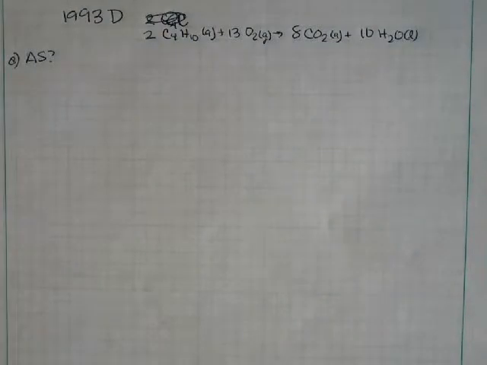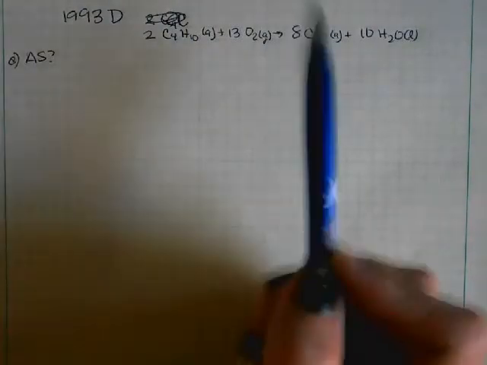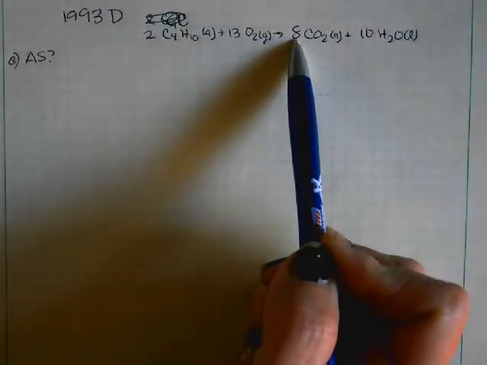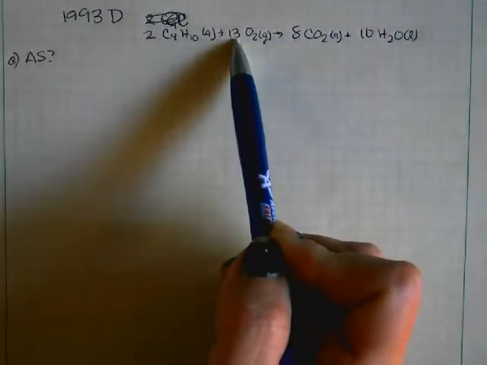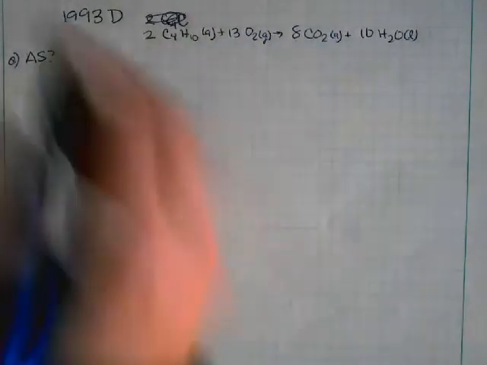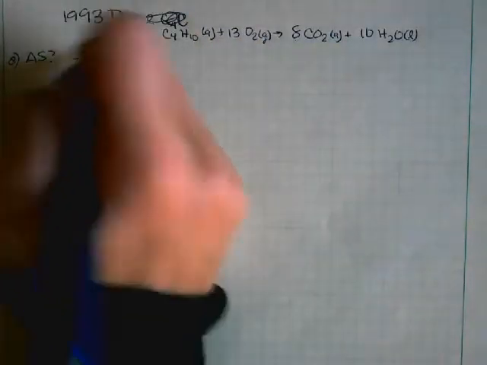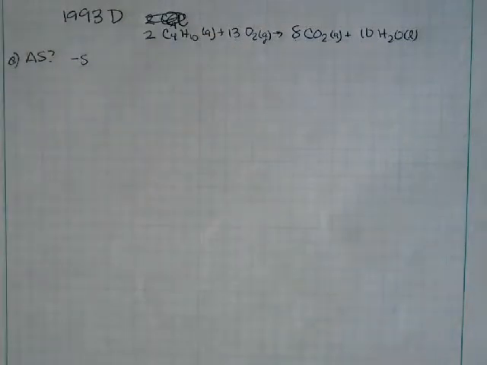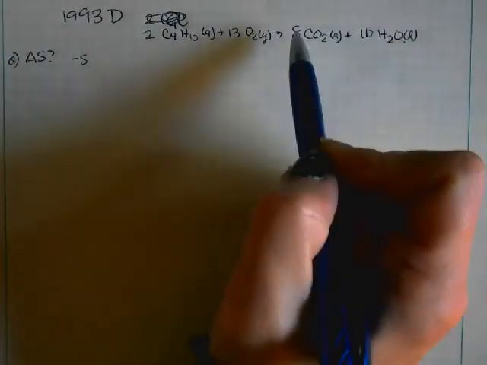Okay. So when we look at this, we see that the number of moles of gaseous products, we have 8. And on this side we have 13 plus 2, we have 15. So that's one reason to suggest a delta S that is negative. Or you could also say that a liquid is formed from its gaseous reactants, which also is a negative.